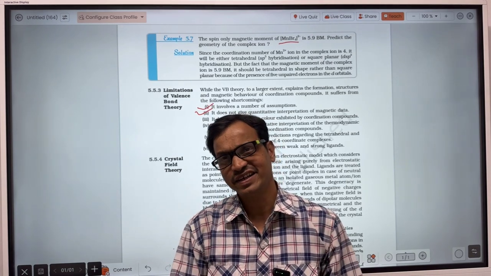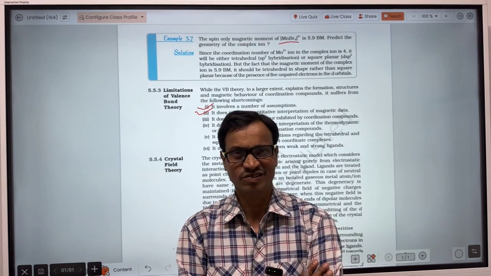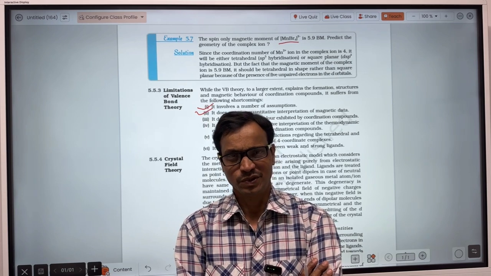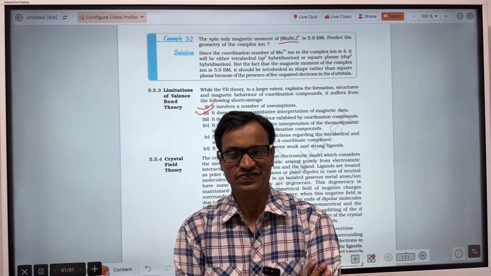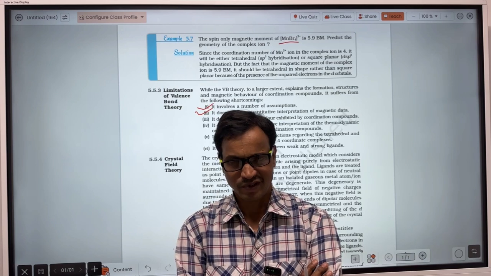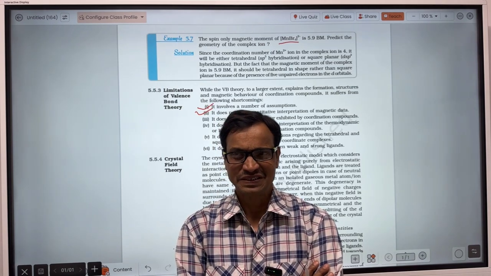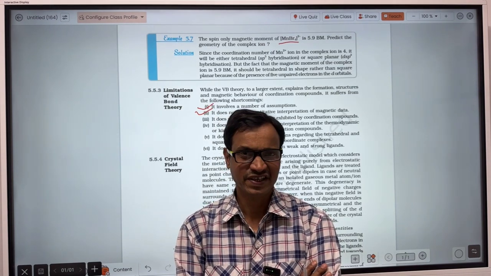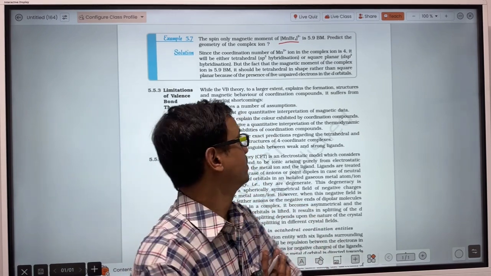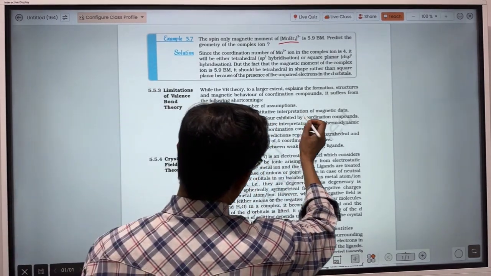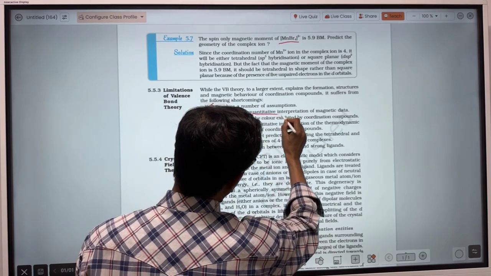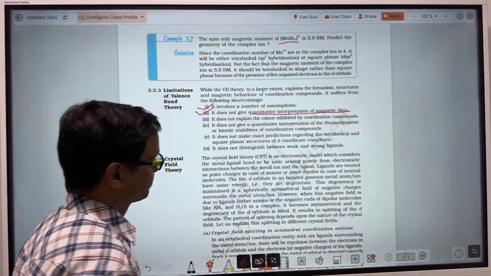So by considering the number of unpaired electrons, the compound would be ferromagnetic, but due to cancellation of the dipole moment of the domains, the compound will show a different magnetic behavior. That is the second point: it does not give a quantitative interpretation of magnetic data.